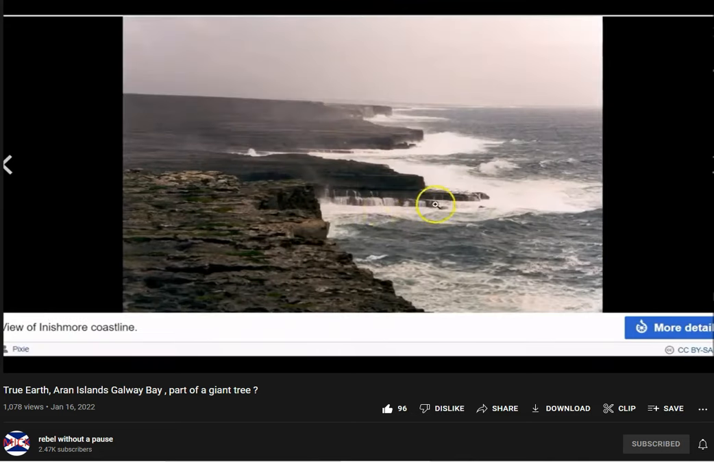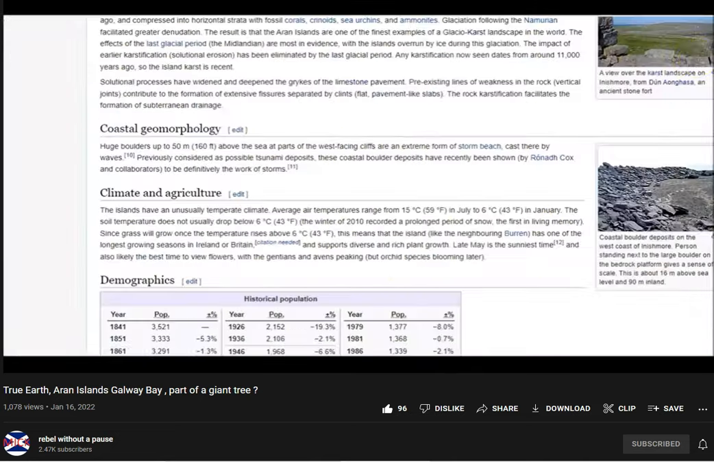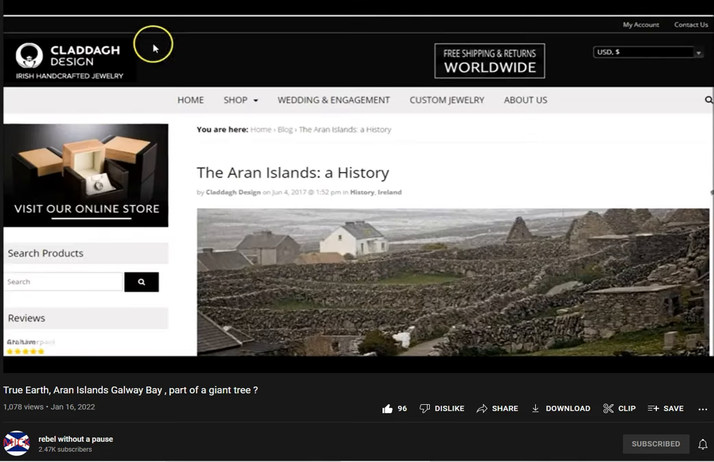And here's all these fossils that make up these horizontal, well, that's what they say anyway. And fishing is a small but important part of the area. I think learning how to work a ship is also important. Right, so that was Wiki. So let's go here. This is an Irish mob, obviously the Cladda design.